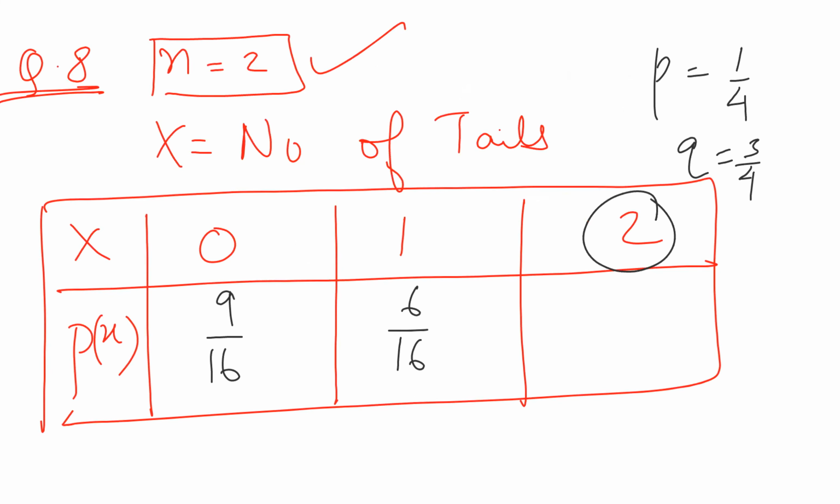And both the times we are getting a tail. So that probability will be, both times tail, so it will be P into P. So 1 by 4 into 1 by 4. The first time I'll get a tail, and the second time also I'll get a tail, and tail is represented using P. So P into P, that is 1 by 4 into 1 by 4, which is 1 by 16.